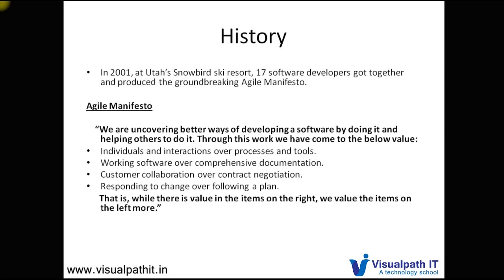So what does the Agile Manifesto say? I will first read it out, then we will go into detail. It says that we are uncovering better ways of developing software by doing it and helping others to do it. Through this work we have come to the below values: individuals and interactions over process and tools, working software over comprehensive documentation, customer collaboration over contract negotiations, responding to change over following a plan. That is, while there is value in the items on the right, we value the items on the left more.